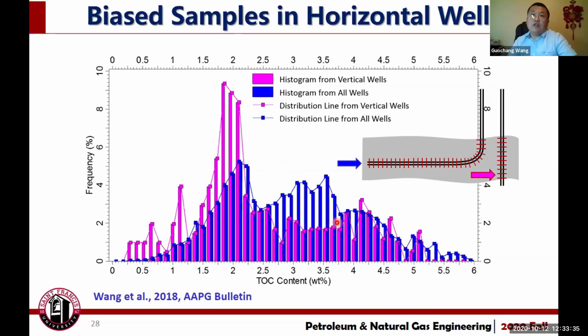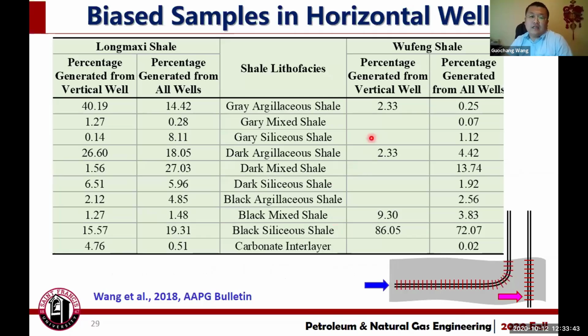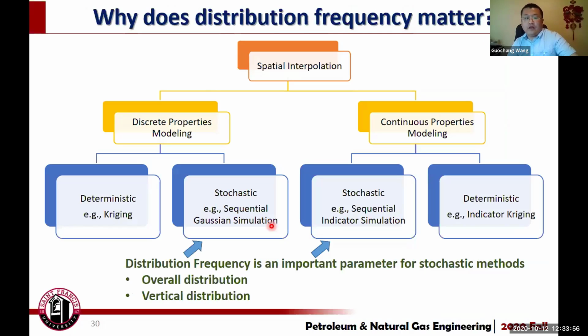And lots of those property modeling methods need this distribution as an input. This is another example we published in 2008 for lithofacies, these discrete properties. You can see from vertical wells and horizontal wells, the distribution is very, very different. For the data-minimalistic methods like kriging, distribution frequency is not that important. You can put that as an input, but it is not required.